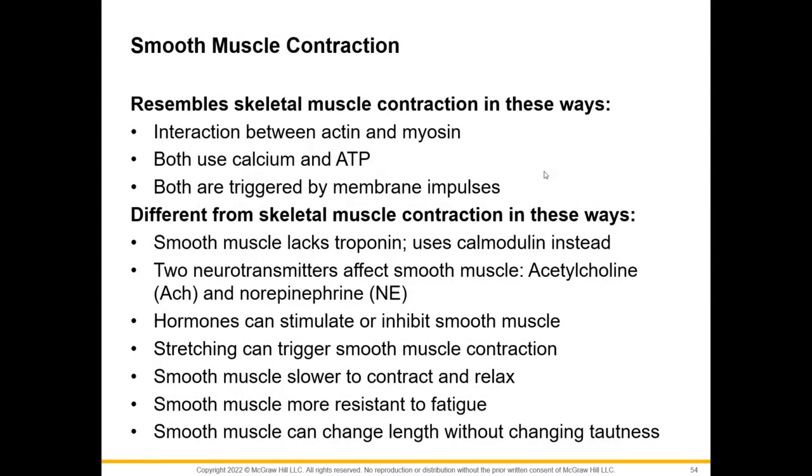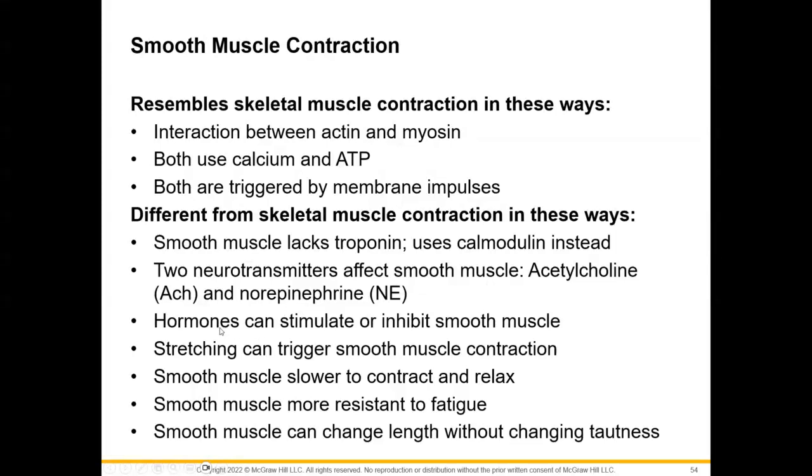Smooth muscle contraction does resemble skeletal muscle contraction in that you have an interaction between actin and myosin. They both use calcium and ATP. Both are triggered by membrane impulses. They are different from skeletal muscle contractions in that smooth muscle lacks troponin. It uses calmodulin instead. It has two neurotransmitters that affect smooth muscle. So you have acetylcholine, but you also have norepinephrine.